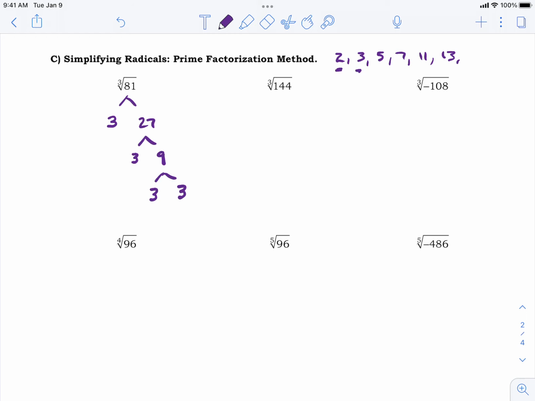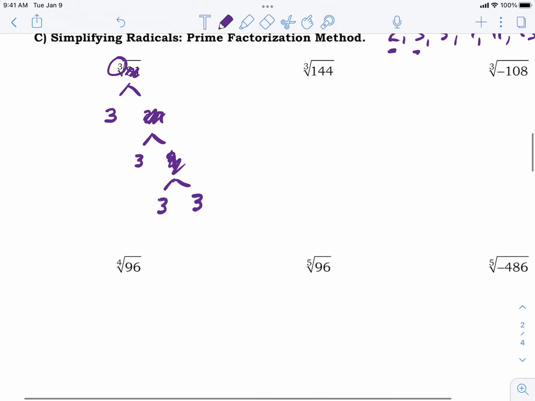And then the 9 can be divided by 3. And so what we've got here is the 81 became 3 times 27. The 27 became 3 times 9. The 9 became 3 times 3. What I got here is 3 times 3 times 3 times 3. Now, 3 of a kind is what you need to be able to take a cube root.